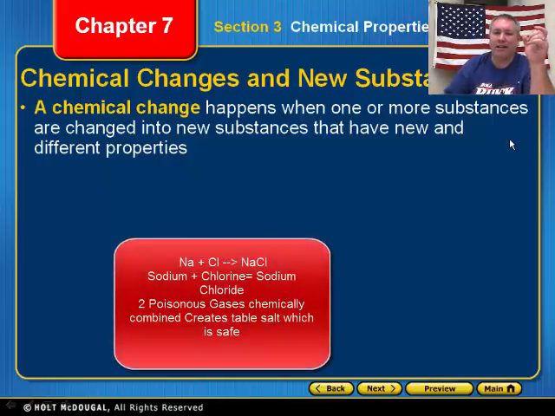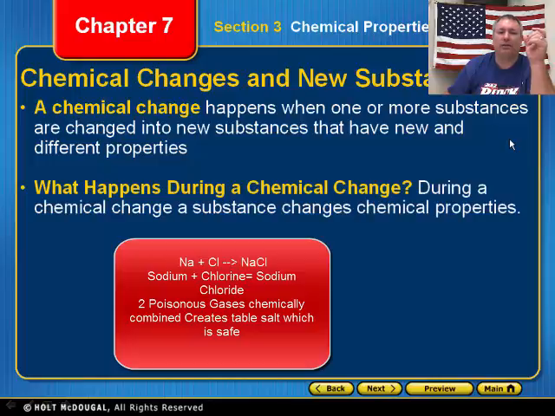Okay, an example of this, we talk about. Your book doesn't really talk about it, but an example of this would be NaCl. NaCl, which is something you guys are going to have to learn what that formula is. NaCl is sodium and chlorine. All right. Now, sodium and chlorine, both of those are gases.